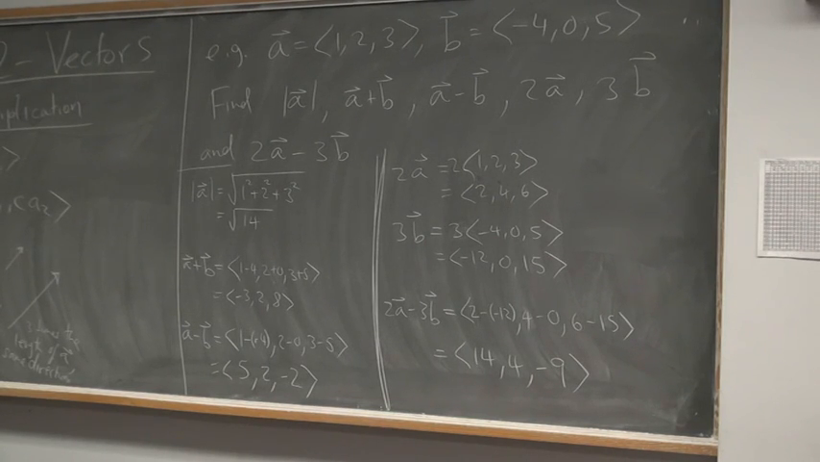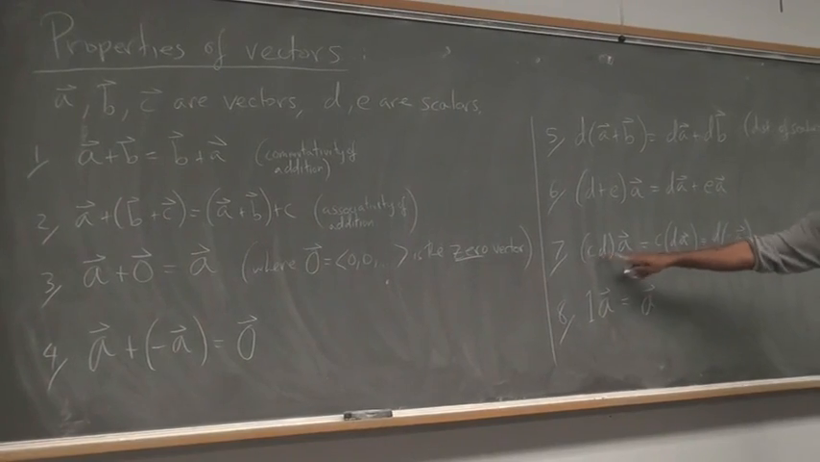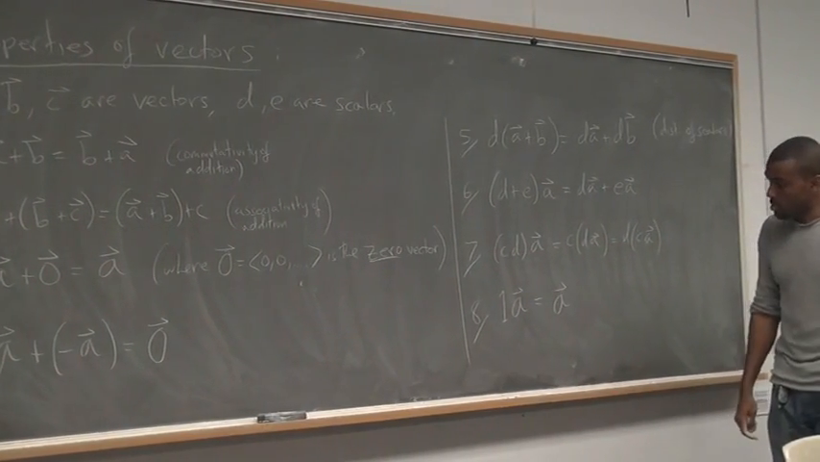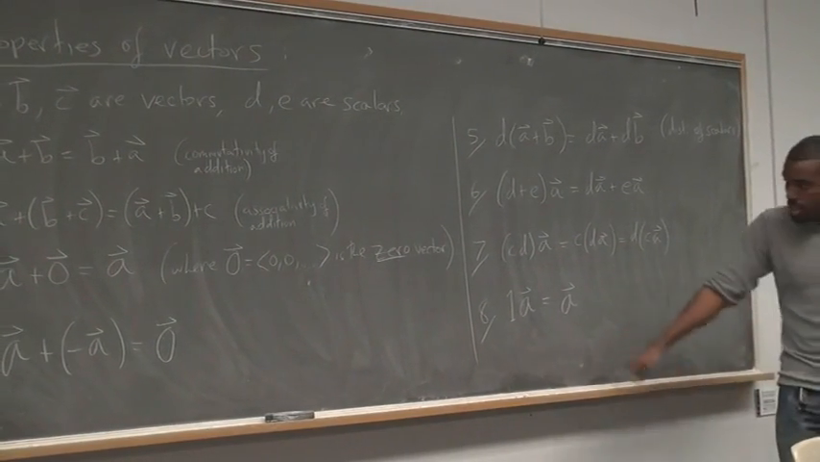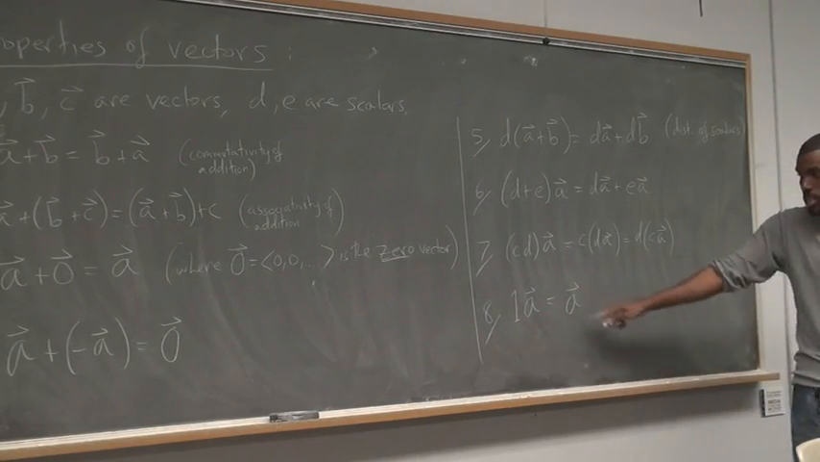Scalars can distribute across the sum of vectors, so D times the vector A plus B is just D times A plus D times B. Vectors can distribute across the sum of scalars, so D plus E times A is just D times A plus E times A. With multiplication, you can actually choose who you multiply by, there's an associative property, and the scalar 1 times the vector A is equal to A.